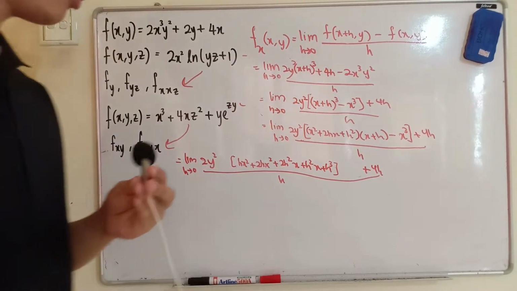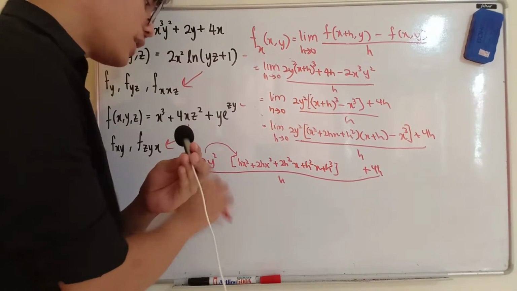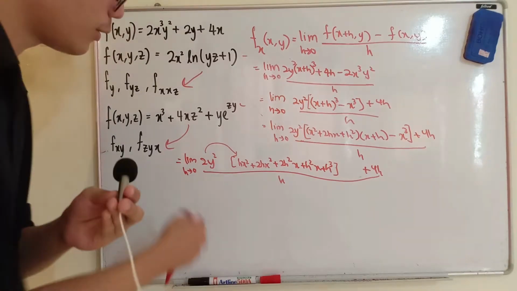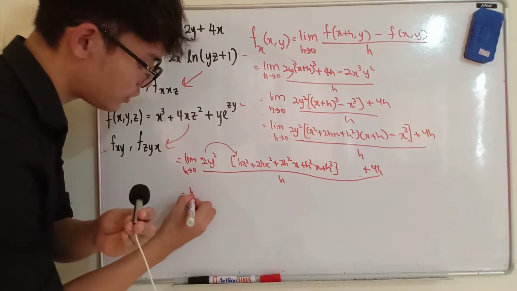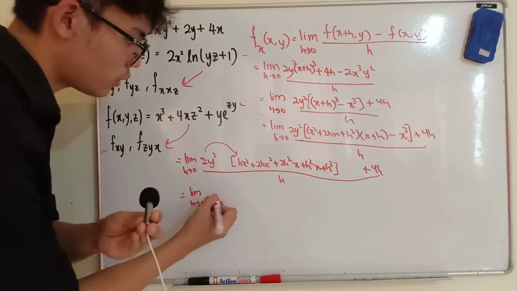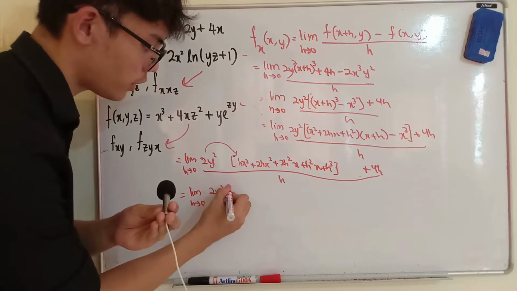So what you're going to do is, you don't need to expand it. You just straight away divide with h instead of expanding it. You just need to divide with h straight away. So now you have your 2y squared over here.